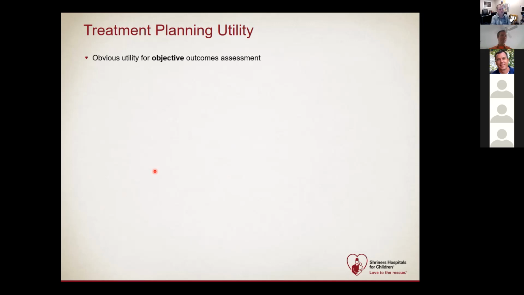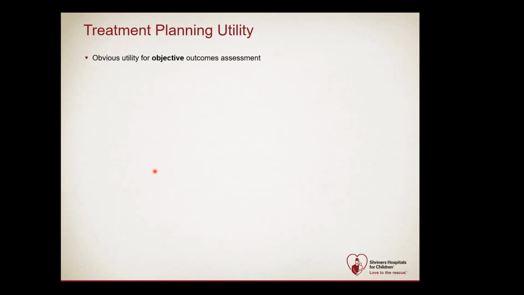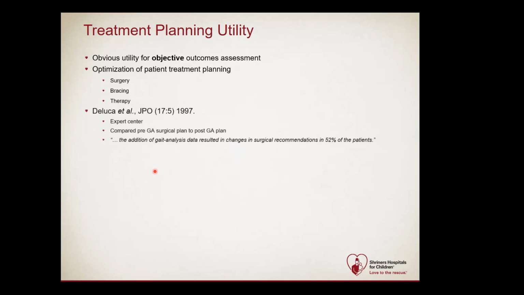And then of course there's the other side of that bias too, with patients who just think that whatever we did didn't help them. But we have numbers to show what we did. And our main goal is to optimize treatment planning for the individual, whether that be surgery, bracing, or therapy, based upon the quantitative data that we have and using the literature that's available out there in the scientific world.